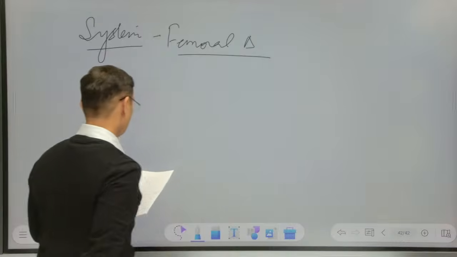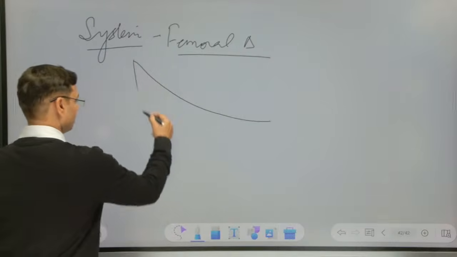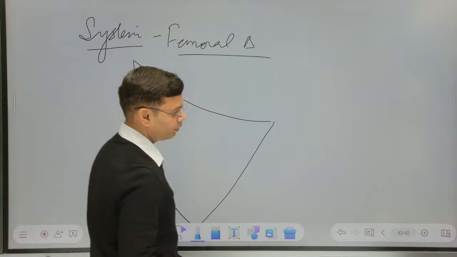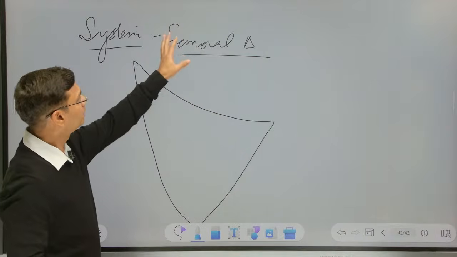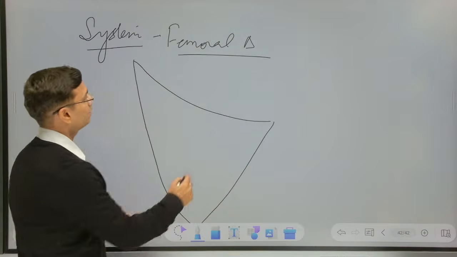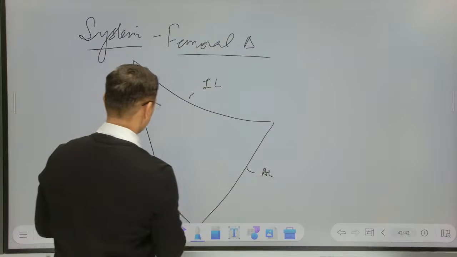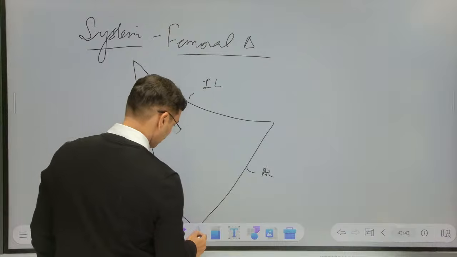Femoral triangle. Here this is the inguinal ligament, this is the sartorius muscle, and this is the adductor longus. So what I am thinking, this is my system, this is the name of the system. What are its elements? Its elements are inguinal ligament, adductor longus, sartorius muscle, and what are the other elements?